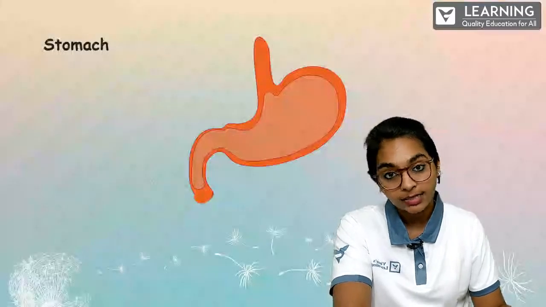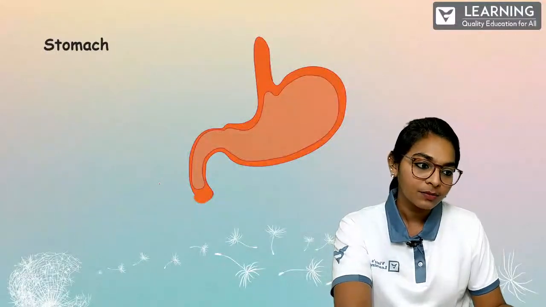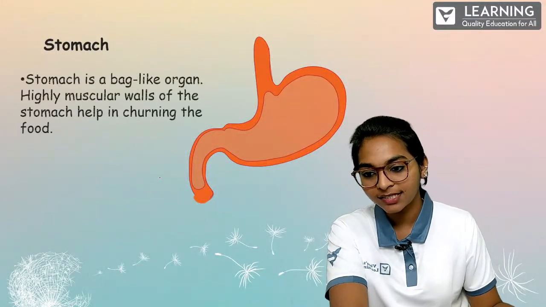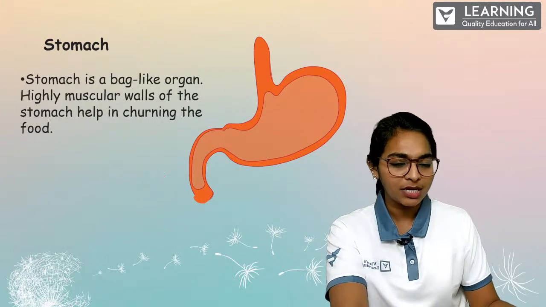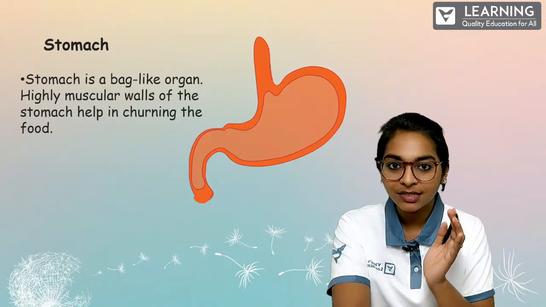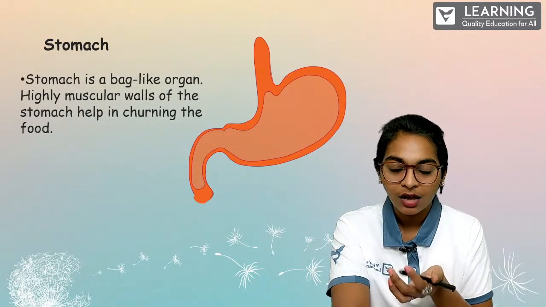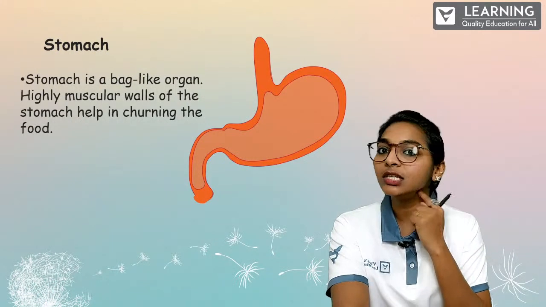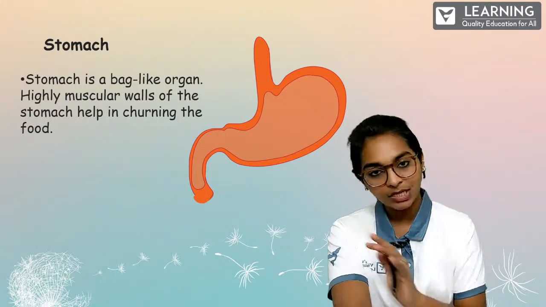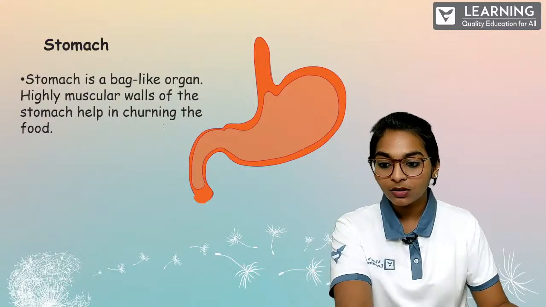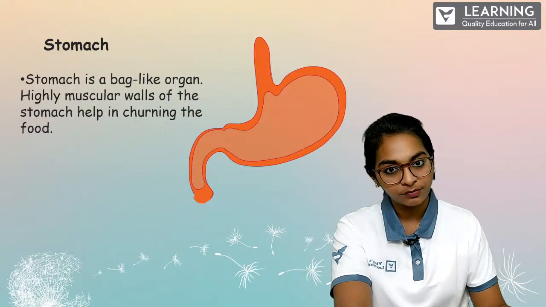Now that the bolus has entered the stomach, digestion starts again. The stomach is a J-shaped bag-like structure. It is completely muscular. The entire alimentary canal is actually muscular. From your esophagus till the anus, there are no bones, only muscular organs. The muscular walls of the stomach help in churning of the food. Is that clear?